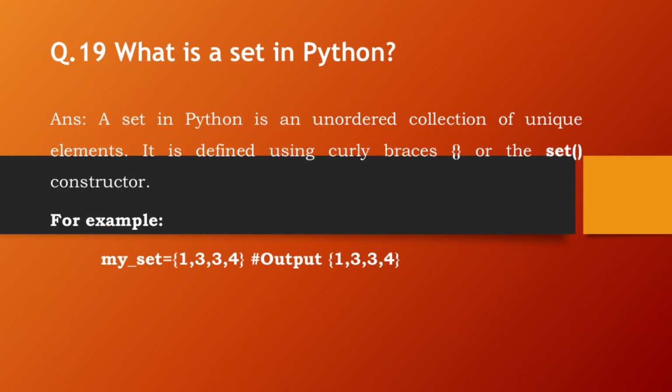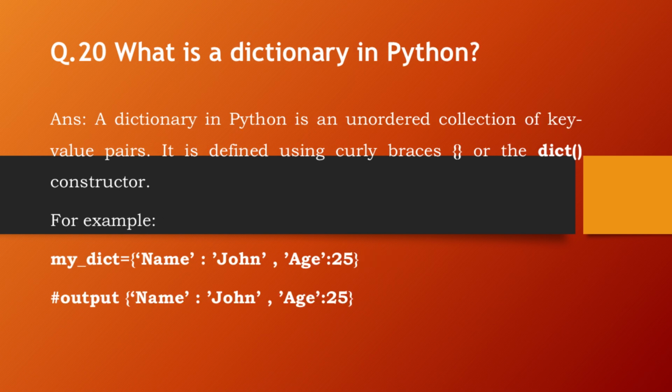What is a set in Python? A set in Python is an unordered collection of unique elements. It is defined using curly braces or the set constructor. What is a dictionary in Python? A dictionary in Python is an unordered collection of key-value pairs. It is defined using curly braces or the dict constructor.